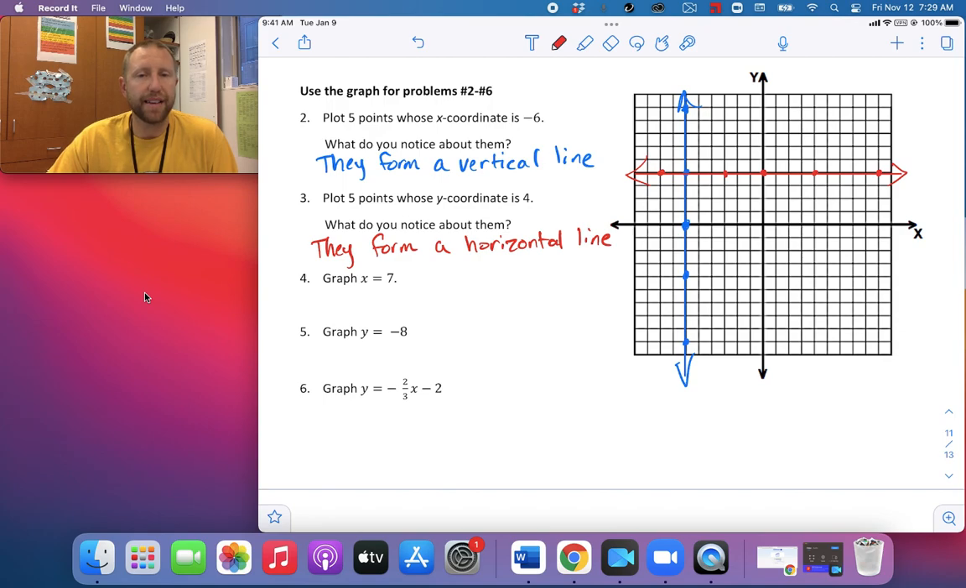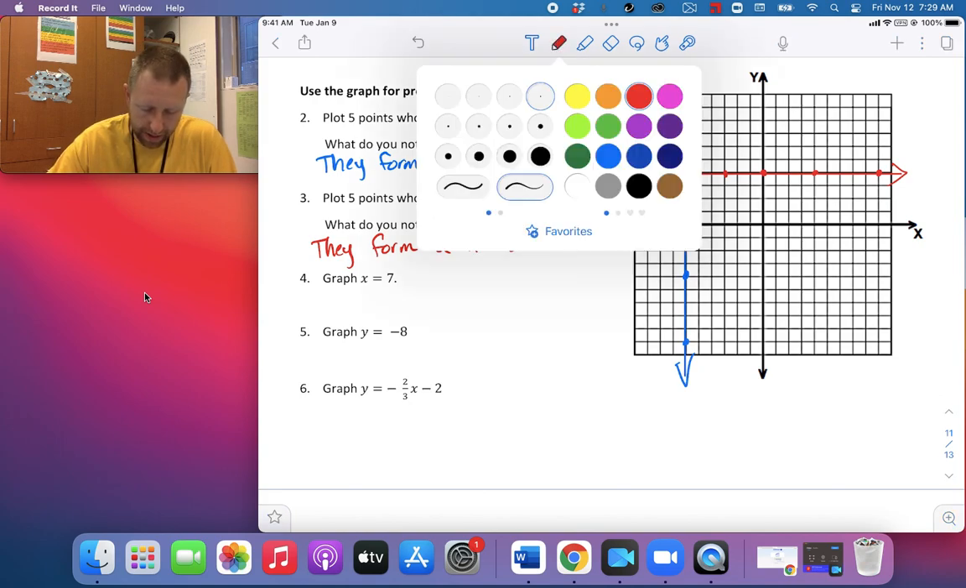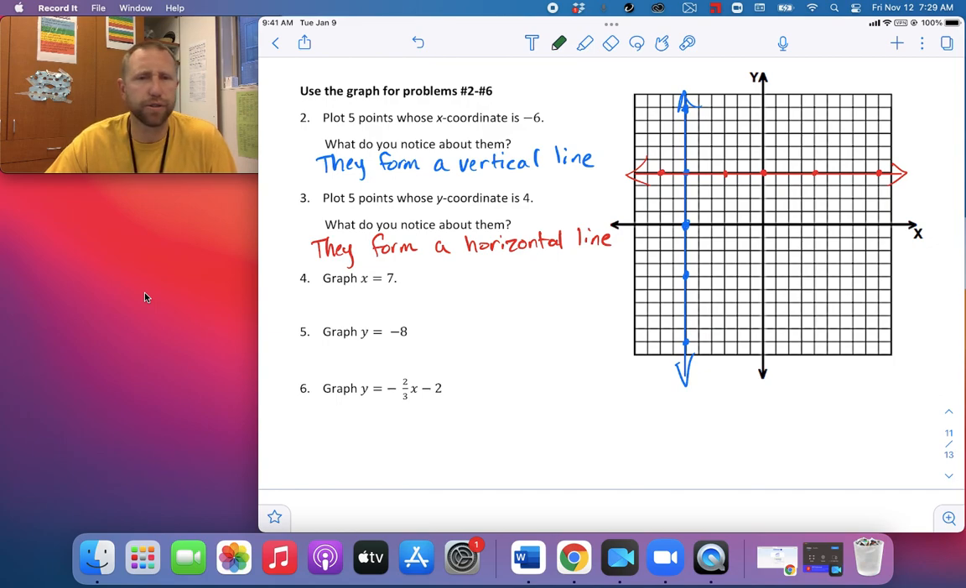Graph x equals 7. So x equals 7, that's what a vertical line has to look like. I'm going to do this in green just to make it stand out from our first 2 problems there. So x equals 7, I go on the x-axis to 7, 1, 2, 3, 4, 5, 6, 7, and I draw a vertical line. Now, how did I know it was a vertical line? Because when it says x equals 7, that's a special graph because there's no y, and I know it doesn't cross the y-axis. That's why it says x equals 7, because that's where it crosses the x-axis.